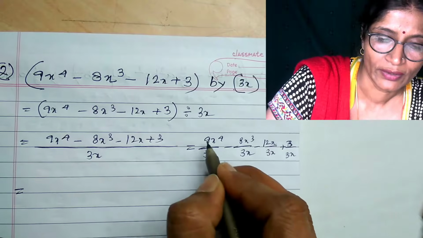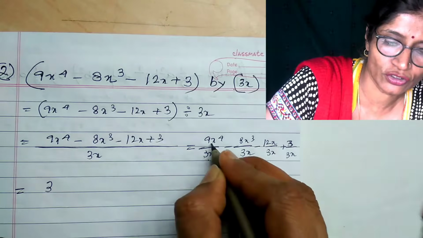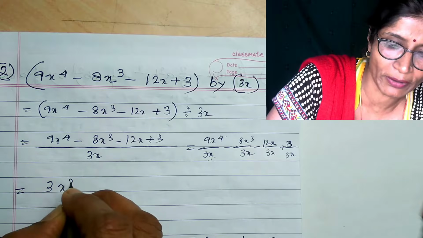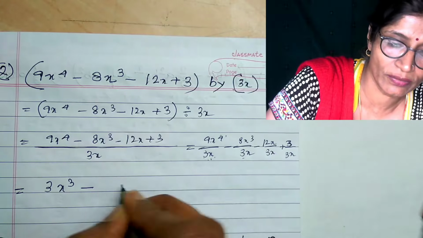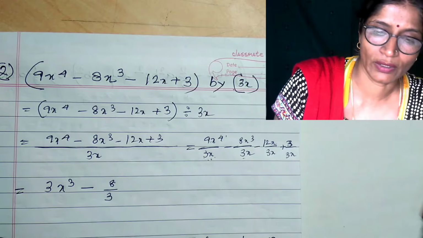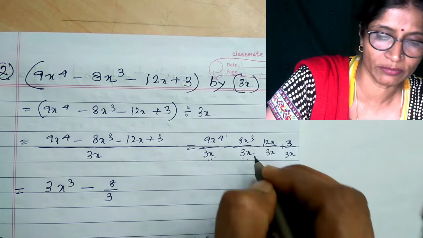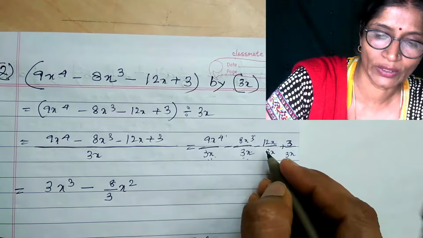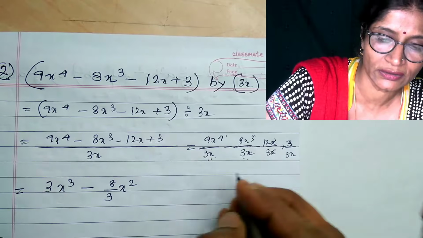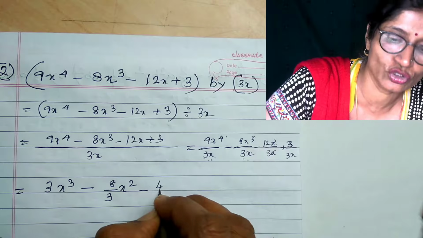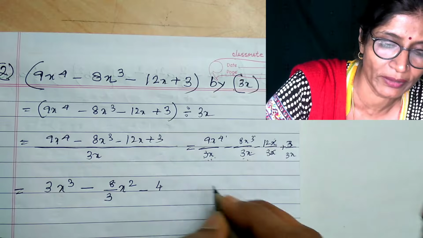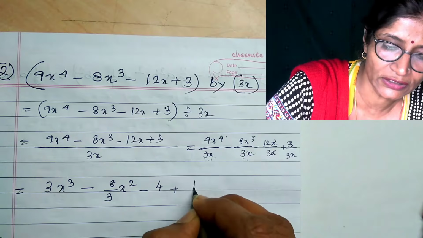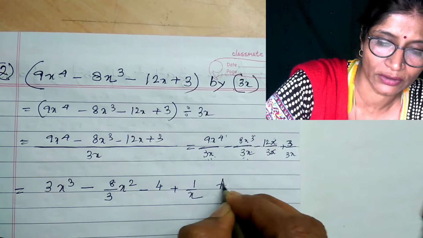Now this one, 3 3s are 9, so 3 x to the power 4 divided by x means 4 minus 1, that is 3. So 3x to the power 3, minus 8 divided by 3, and x cube divided by x means x to the power 2. And here x cancelled, or you can say x to the power 1 minus 1, so x to the power 0, that is 1. So 1 plus 3 by 3x, 3 cancel, so it is 1 by x. So that is your answer.